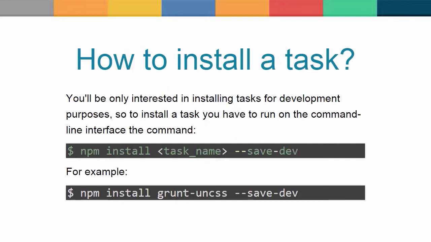In your projects, you will be only interested in installing tasks for development purposes. So, to install a task, you have to run on the command line interface the command npm install, the task name, --save-dev. For example, npm install grunt-uncss --save-dev.